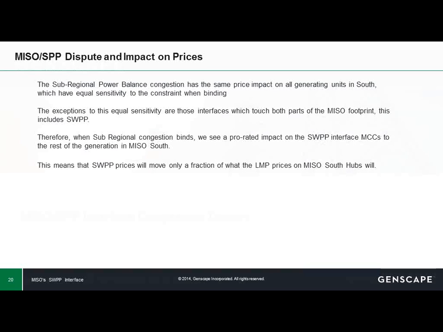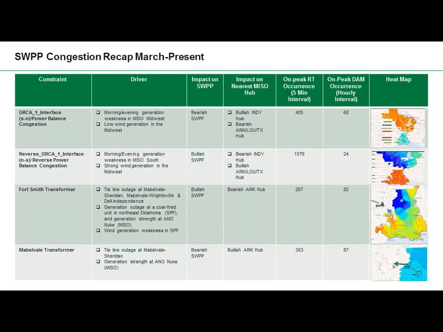In this case, the driver is usually generation weakness. Usually we see it over the morning ramp and the evening ramp. This is due to generation weakness over these periods in the MISO Midwest, the MISO Classic. Also, we see this being more of a concern when there is very low wind in the Midwest. The impact on SWPP is bearish on SWPP since the generation is flowing from the south into the north. Impact on the MISO hubs will be bullish on Indiana, also bearish on everything in the south.